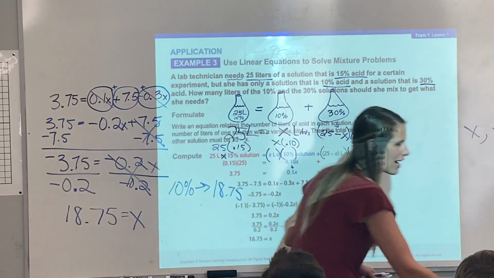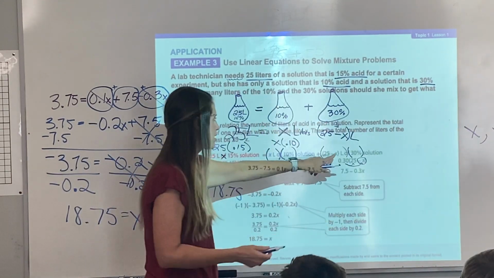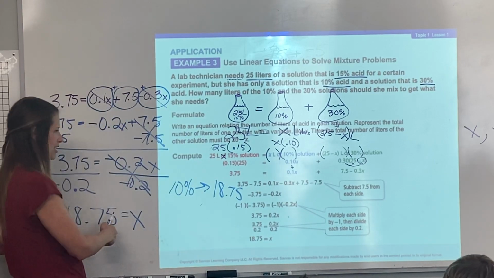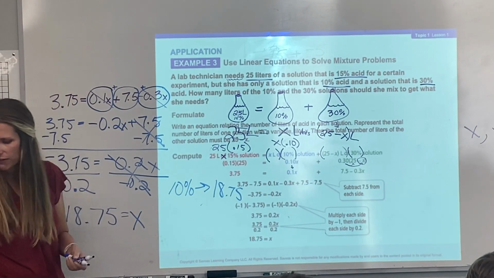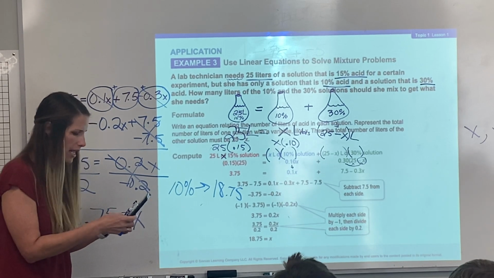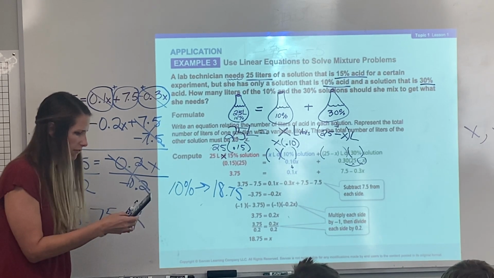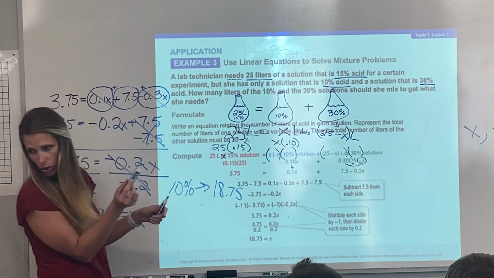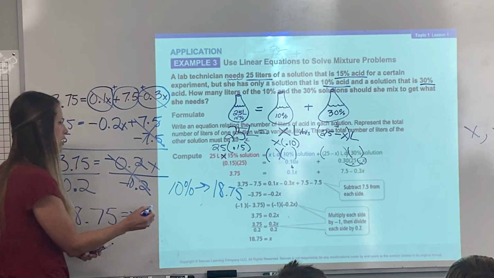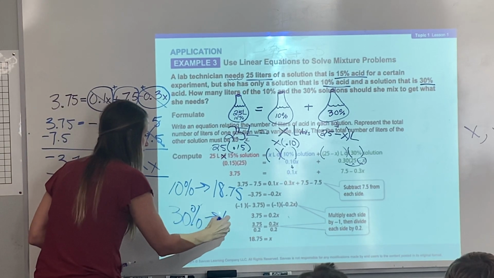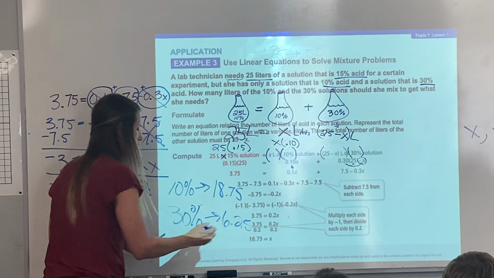Yes, that is correct. Because we look and see, well, the 30% solution is 25 minus X. If X is 18.75, do 25 minus 18.75, and we get 6.25, yes. So the 30% solution is 6.25.